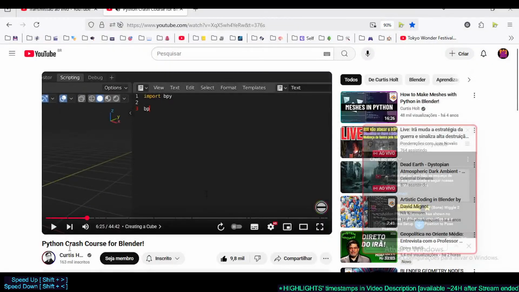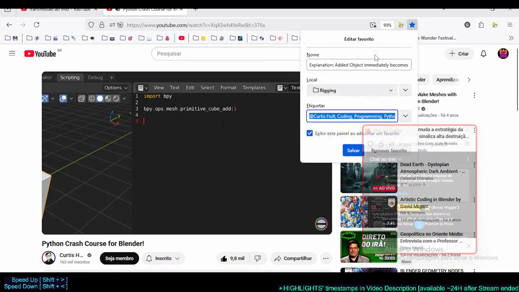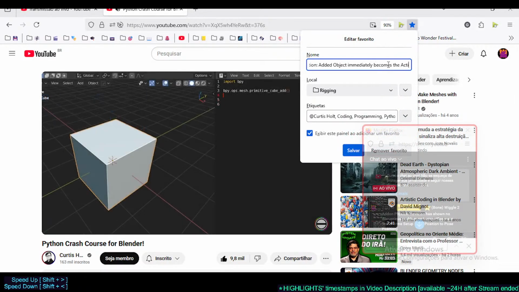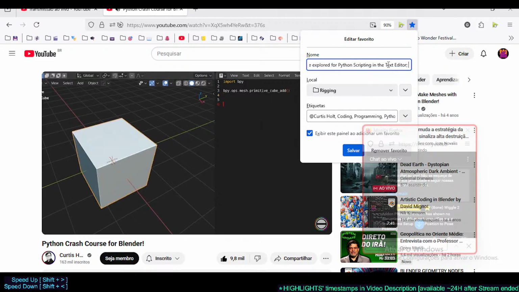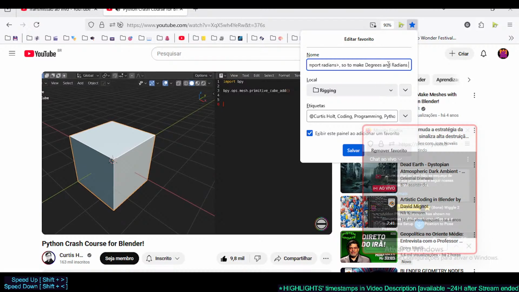So this guy, Chris Holt, has a good introduction to Python. Not sufficient for rigging, but good. bpy.ops, import. No, it's not here. One thing to keep in mind is that when we call operations like this, Blender automatically makes the cube the newly selected object, so we can actually take advantage of that. I like to import radians, which stands for selected object. You can call it anything you like.